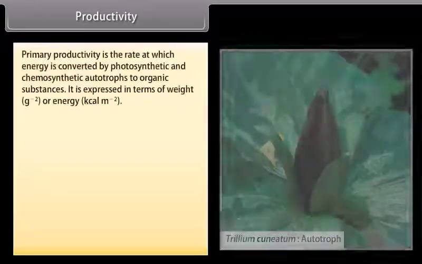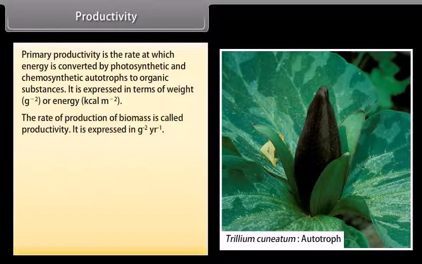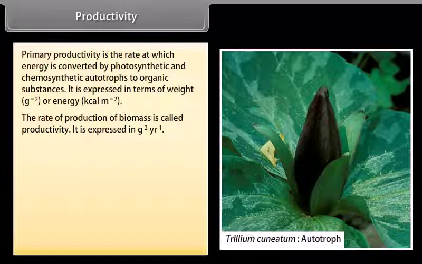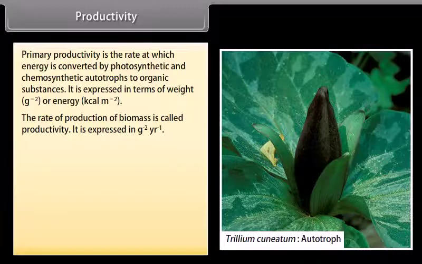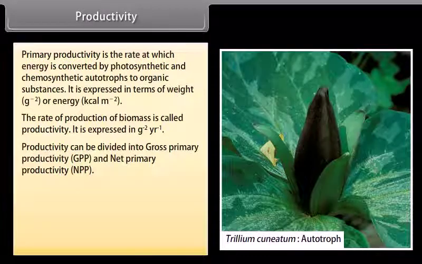Productivity. Primary productivity is the rate at which energy is converted by photosynthetic and chemosynthetic autotrophs to organic substances. It is expressed in terms of weight per gram square or energy kilocalorie per meter square. The rate of production of biomass is called productivity. It is expressed in per gram square per year. Productivity can be divided into gross primary productivity, GPP, and net primary productivity, NPP.